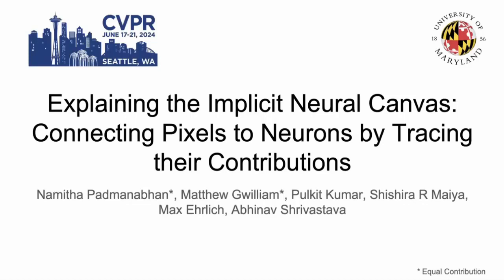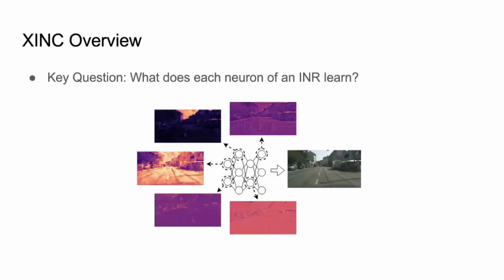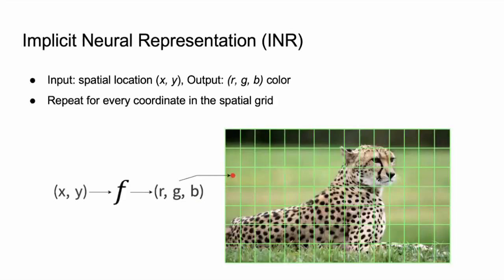Hello. Today, we're excited to present our work called XINC. We seek to answer the key question, what does each neuron of an implicit neural network learn? And I'll explain a bit about how this works later. First, though, we need some preliminaries.